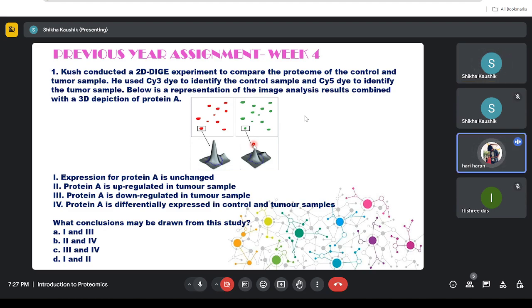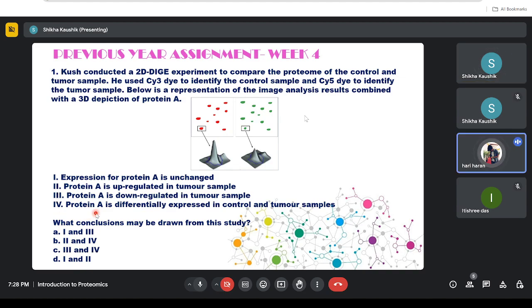Ma'am, I think it's C. So CY3 is control, right? This is control, this is tumor, this is down, this is up. So protein is upregulated in your tumor sample, right? So I don't think so. C is wrong because it is not downregulated in your tumor sample. CY3 is control, and CY3 is green in color. This is control, this is tumor. Then statement 2 is right.